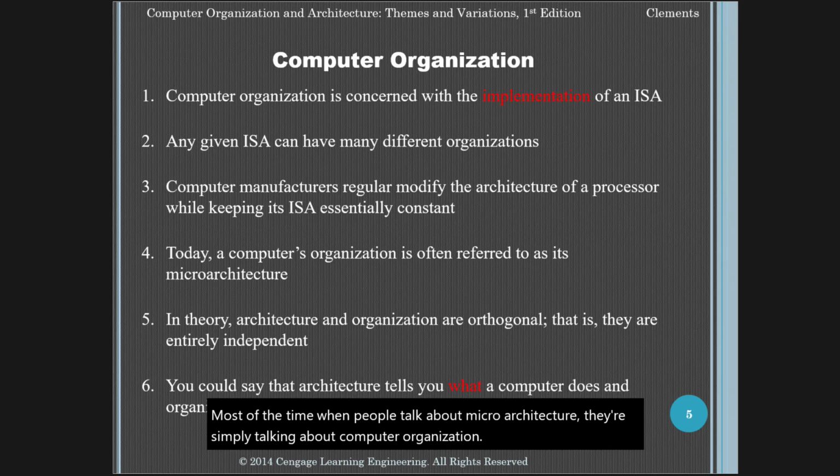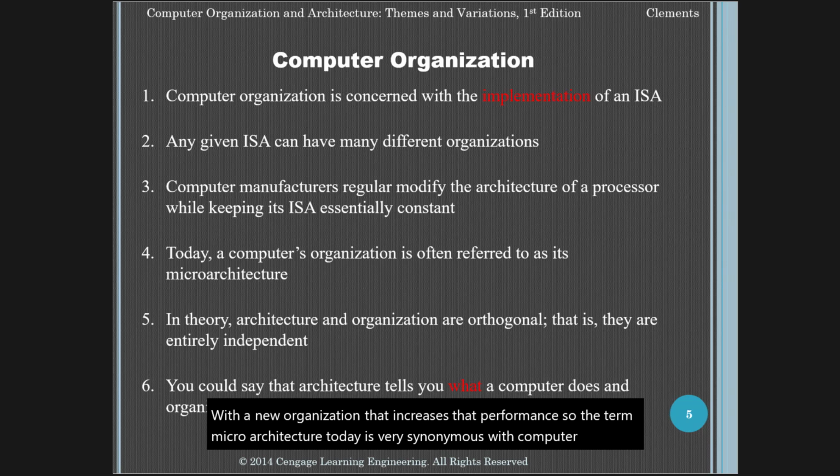So computer organization at its heart is talking about the structure or the implementation of a computer. How all of those digital logic, registers, control units, any given ISA, they can have an infinite number of configurations or organizations. So, for example, Intel, when they bring out a new processor, it is usually an existing ISA with a new organization that increases that performance. So the term microarchitecture today is very synonymous with computer organization.